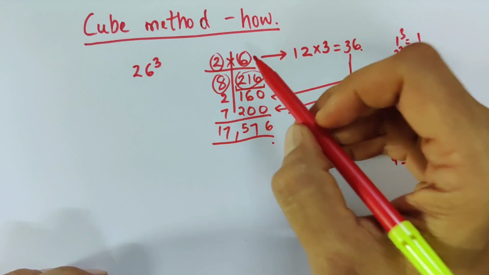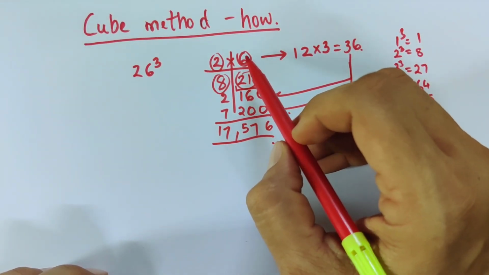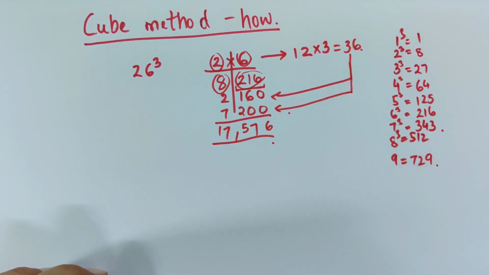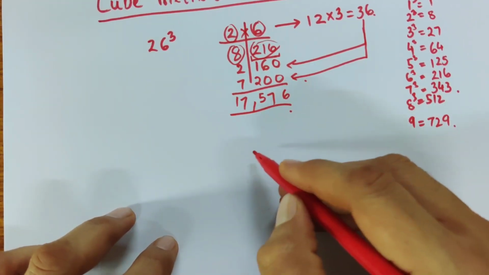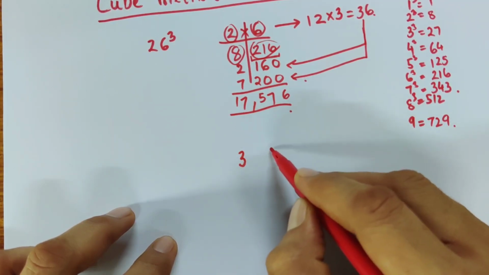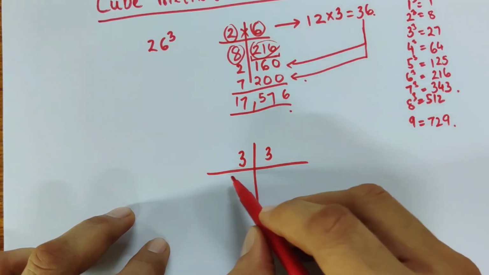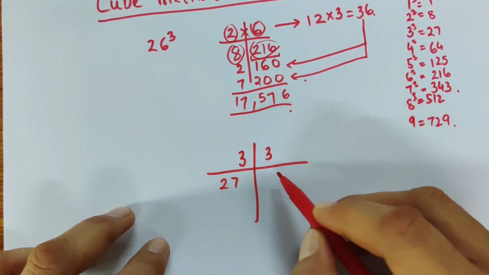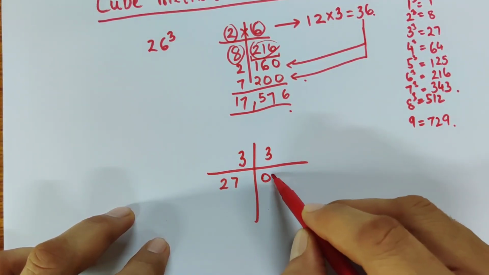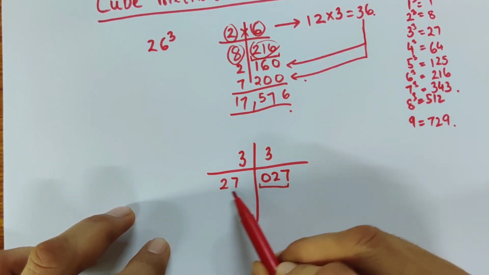Now if the two-digit number is such that the cube of the ones place is less than 3 digits, then you still need to fill it for 3 digits. For example, let's take a number, let's say 33. So we want the cube of 33. 3 cube is 27, so you need to write it as 0 to 7, because you still need to fill in for 27,000.